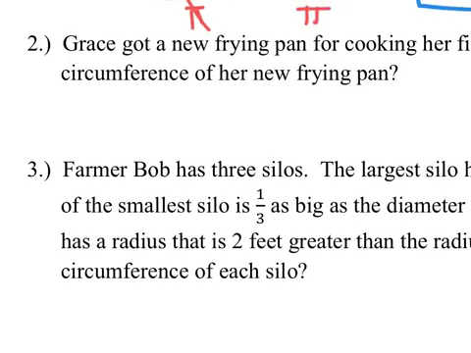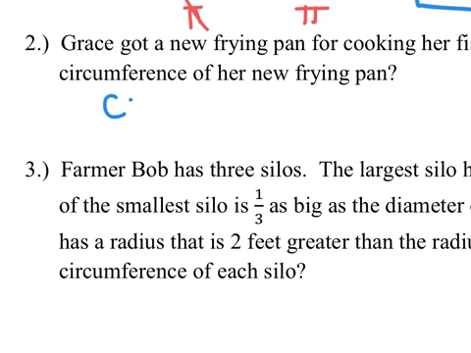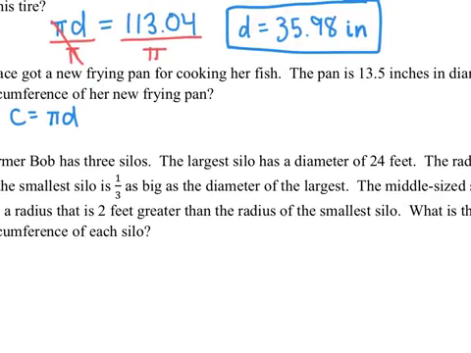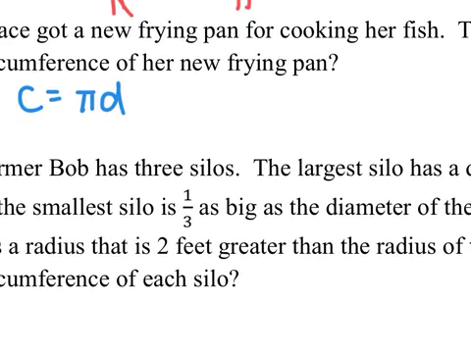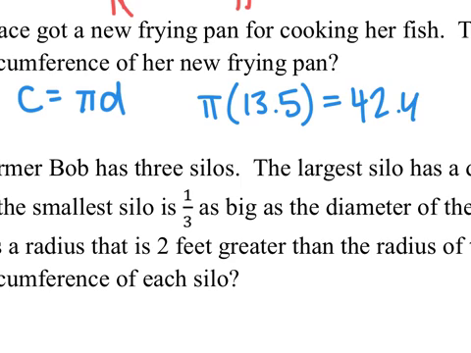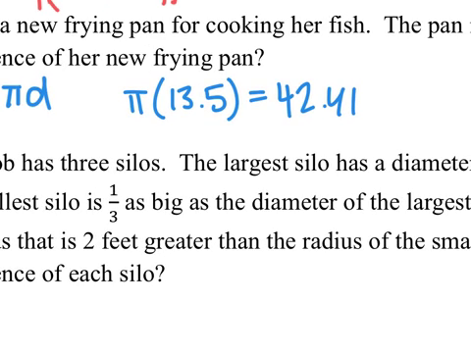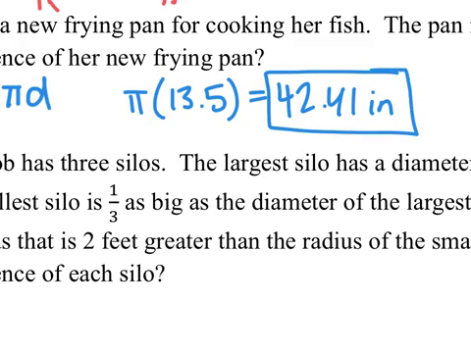Well, we use the same formula again. Circumference equals pi times diameter. So let's plug in 13.5 for d. So pi times 13.5, and that equals 42.41. And again, this is inches. Make sure to include that in your final answer. And there is our circumference.